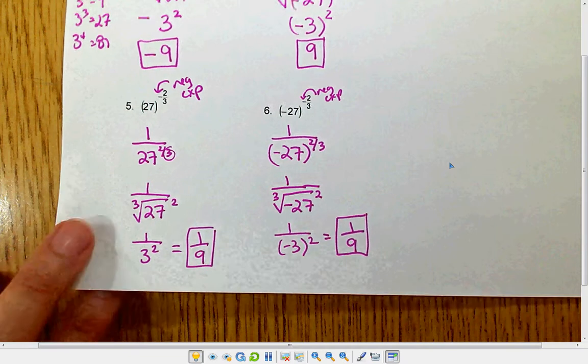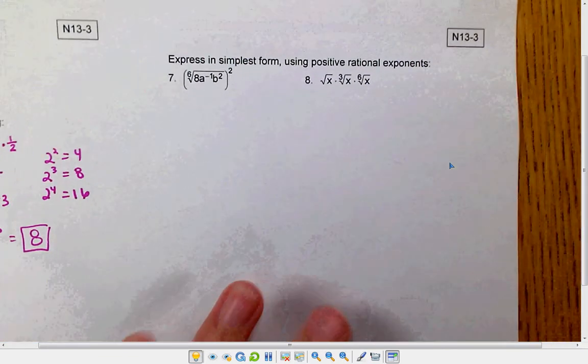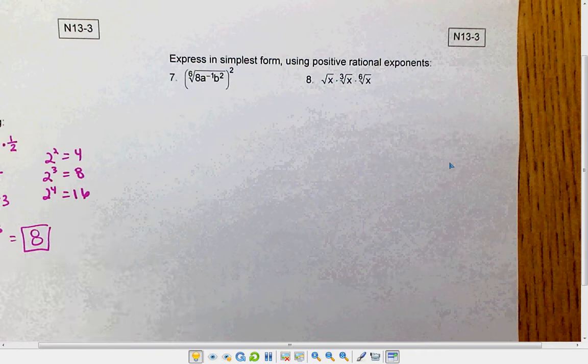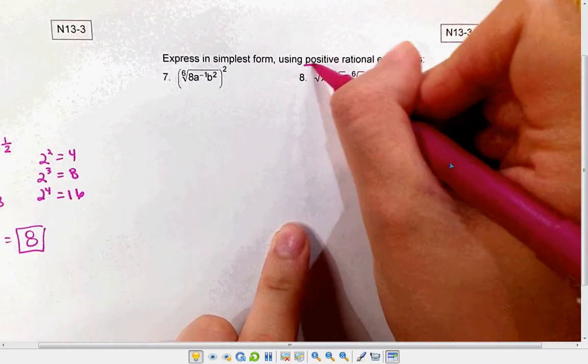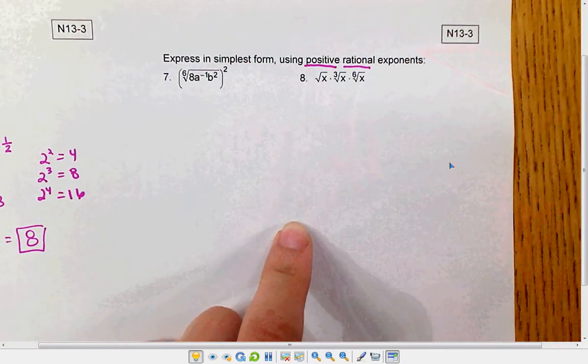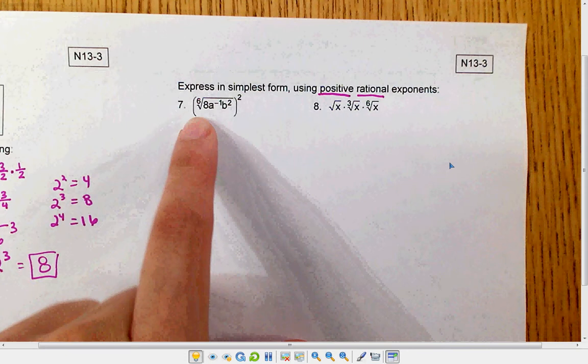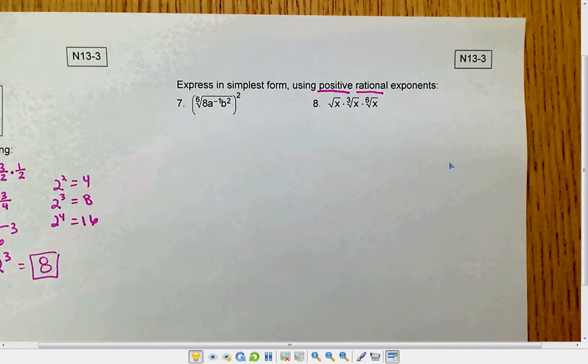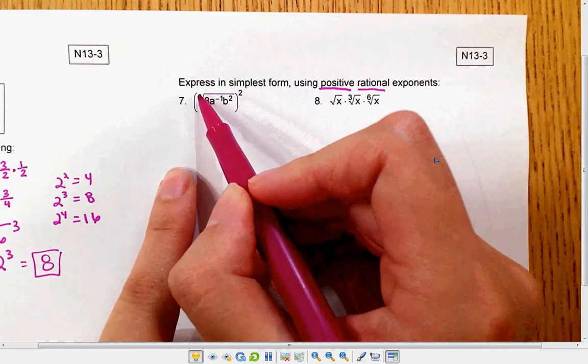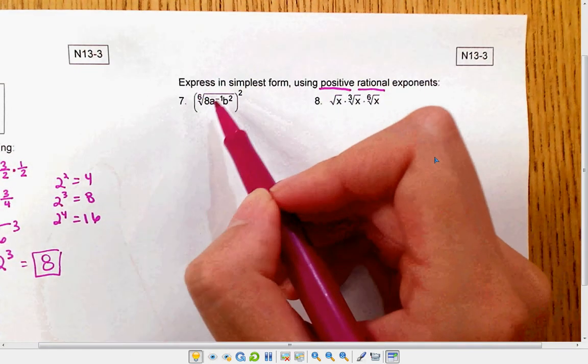Okay, let's move on now to some expressions with variables. So if we look at number 7, we're trying to simplify this as much as possible so that we have all positive and rational exponents. So the first thing we're going to do here is rewrite this. This 6 is my root. So this time I'm going backwards from what I did before.